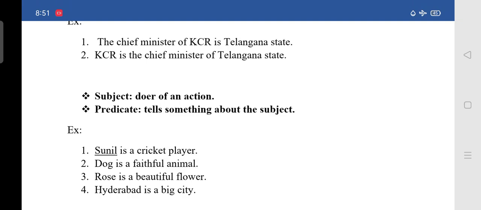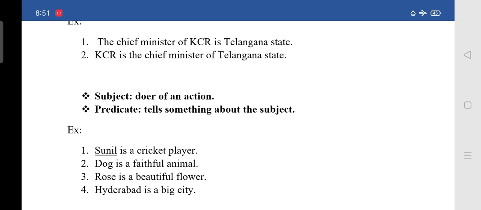If you see the second one also, dog is a faithful animal. Here the subject is dog and it is explaining about the dog. What it is explaining is a faithful animal. So dog is the subject and is a faithful animal is the predicate.